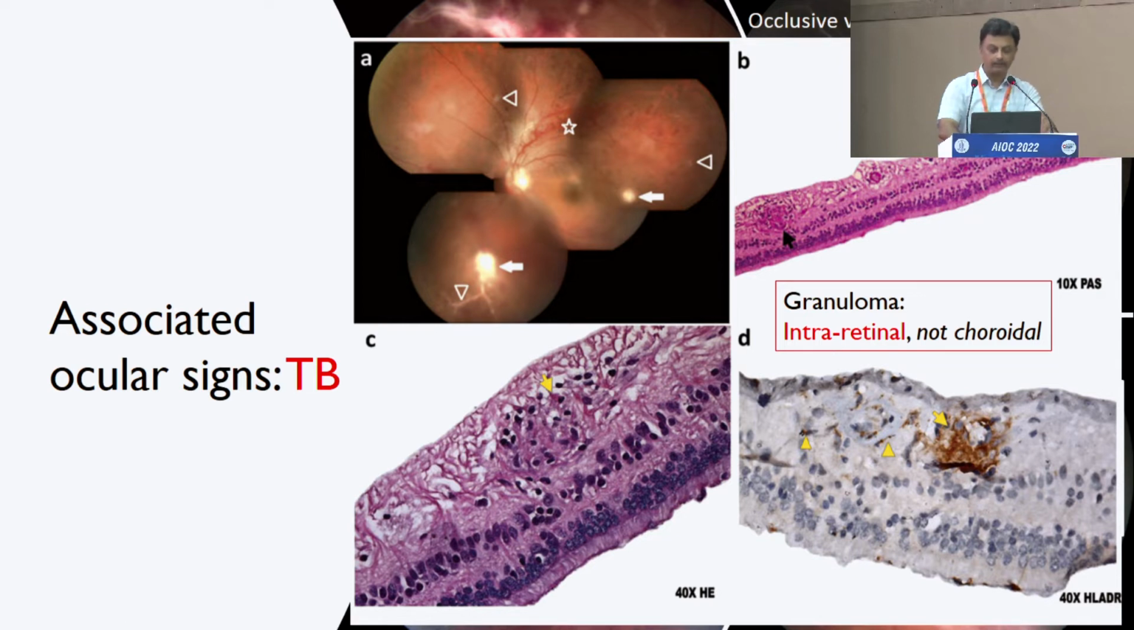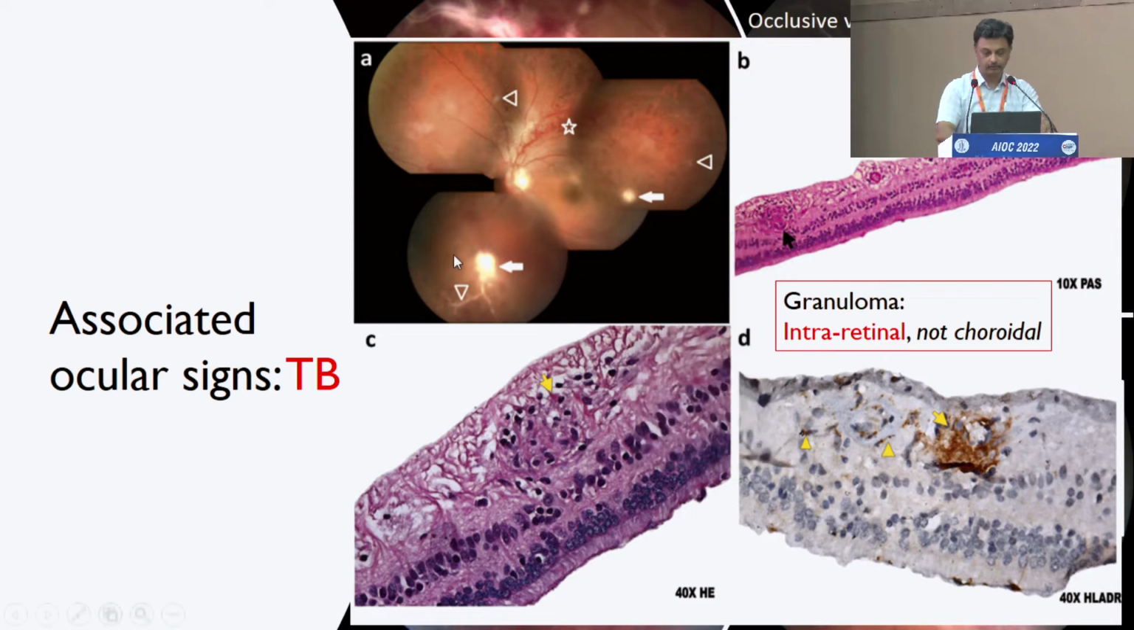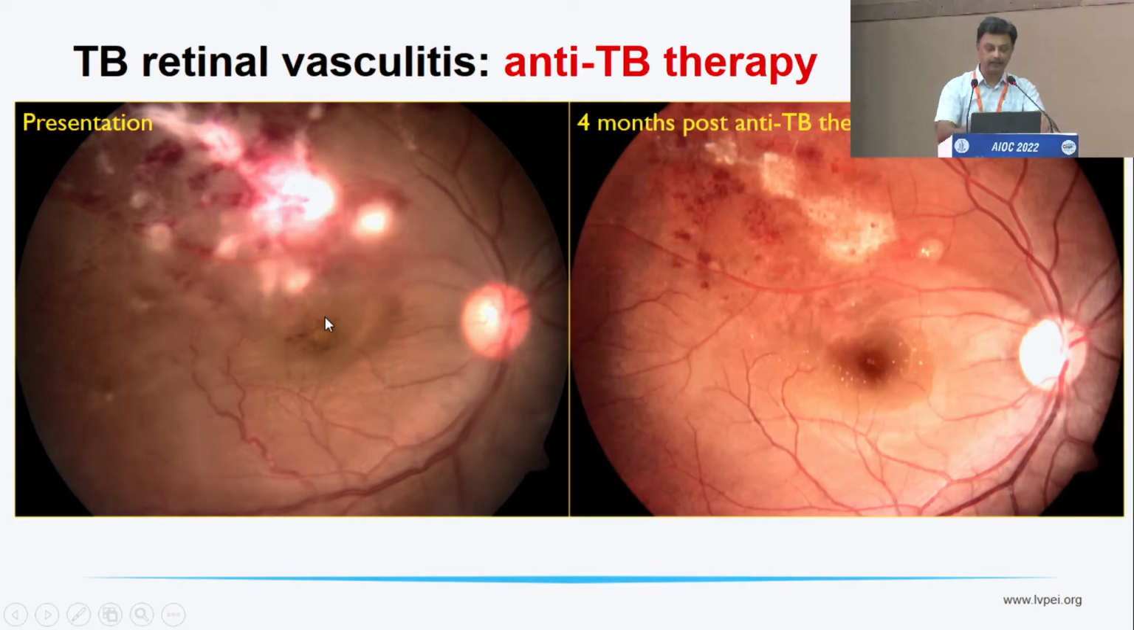So what happens when we treat these patients with anti-TB therapy? You can see that this patient who presented to us with this retinitis lesion over here, dense perivascular infiltrates and neurosensory detachment at the macula, after 4 months of anti-TB therapy alone, has resolved so drastically. This may not happen in all patients, but this is what we find, clearly suggesting the infectious nature of the retinal vasculitis in this patient.